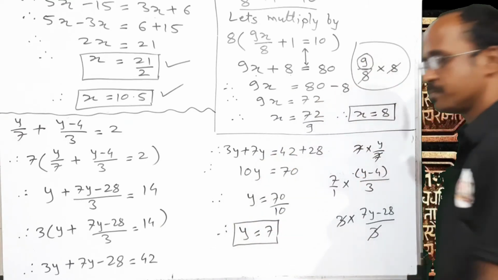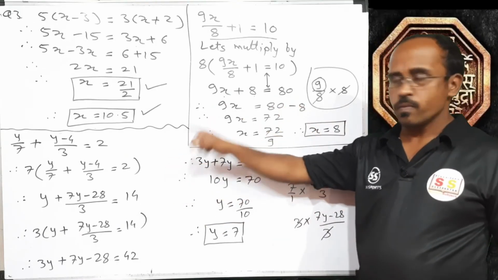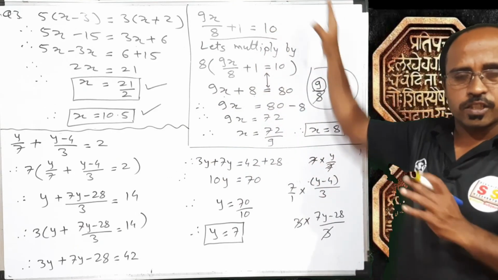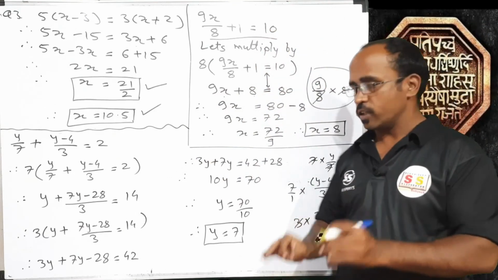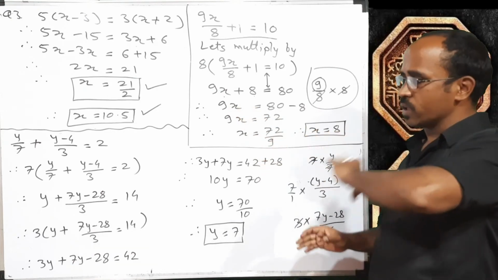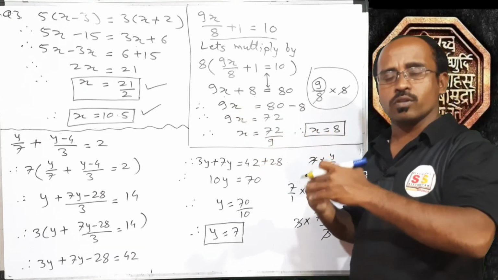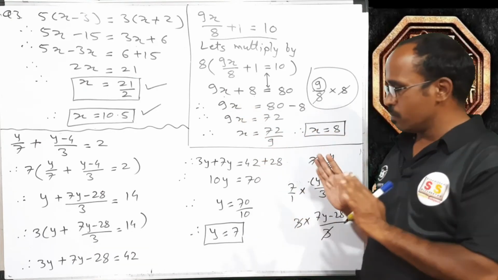Got it, friends? So wherever a denominator is there, we can eliminate the denominator by multiplying that denominator to the whole equation. If more than one denominator, let's multiply more than one time. Clear? Please take the screenshot.